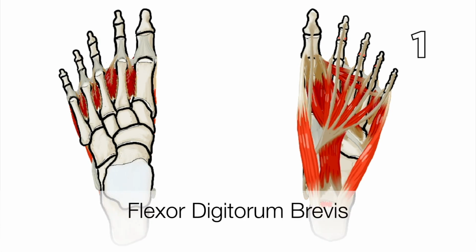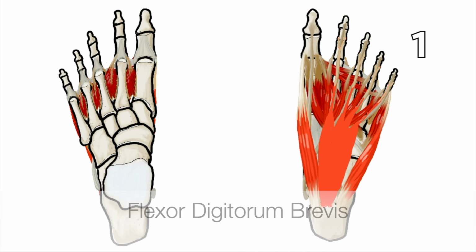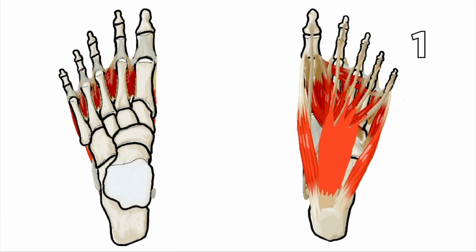Flexor digitorum brevis arises from the medial process of the calcaneal tuberosity and, before inserting, splits around the tendon of flexor digitorum longus and inserts into both sides of the middle phalanx of the lateral 4 toes.